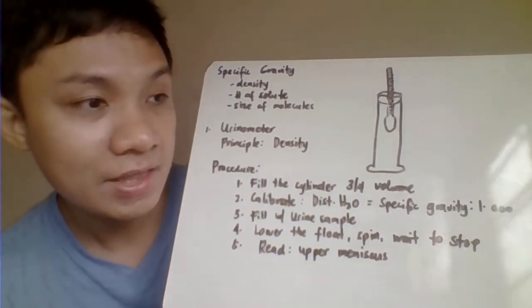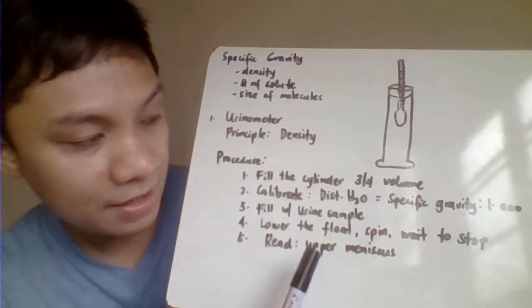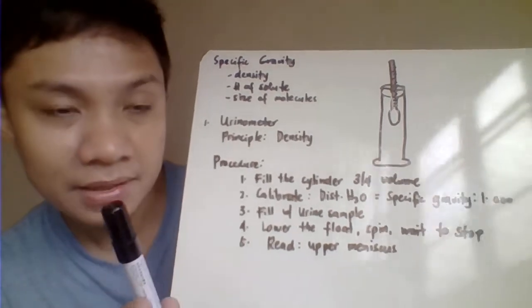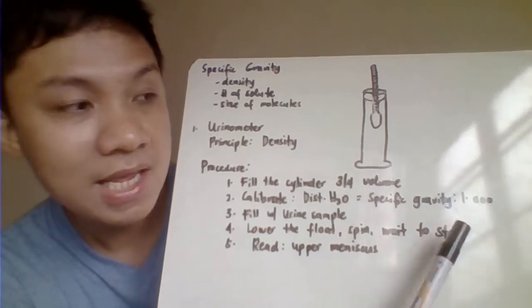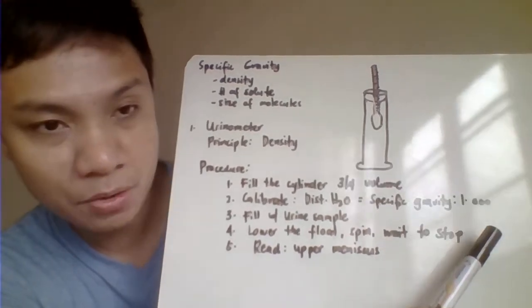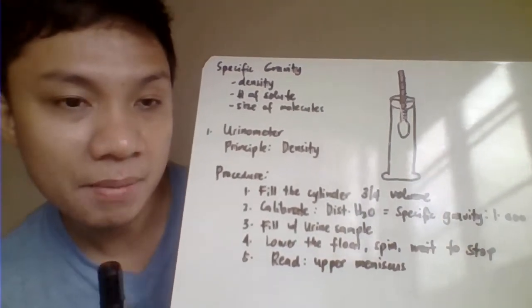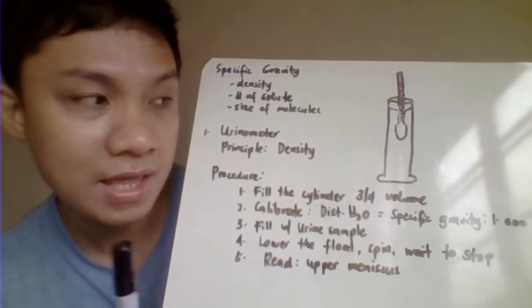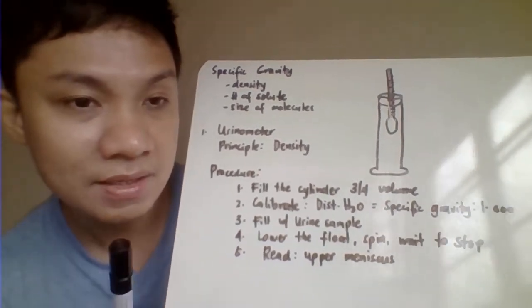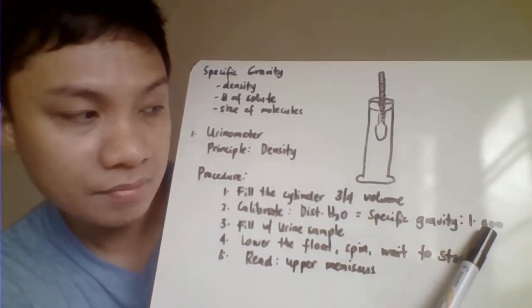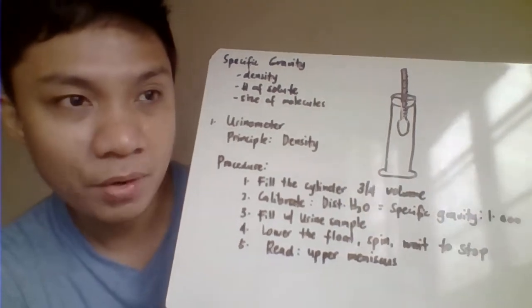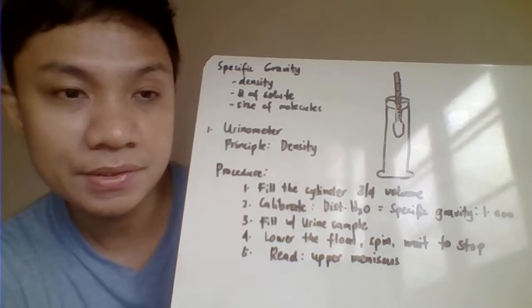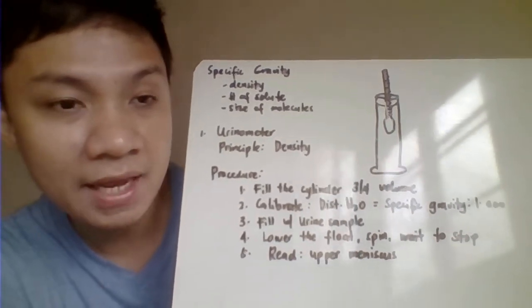Okay, and then try to read. Pag ang distilled water ang ating calibrating medium, dapat ang kanyang reading here would be 1.000. Remember, when you are reporting your specific gravity, dapat there are 3 decimal places. Usually, ang reading natin is 1.005, 1.000, 1.010.